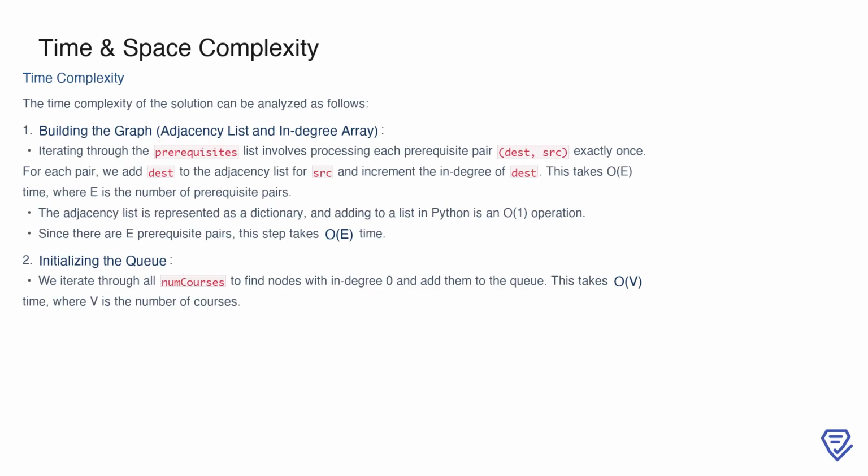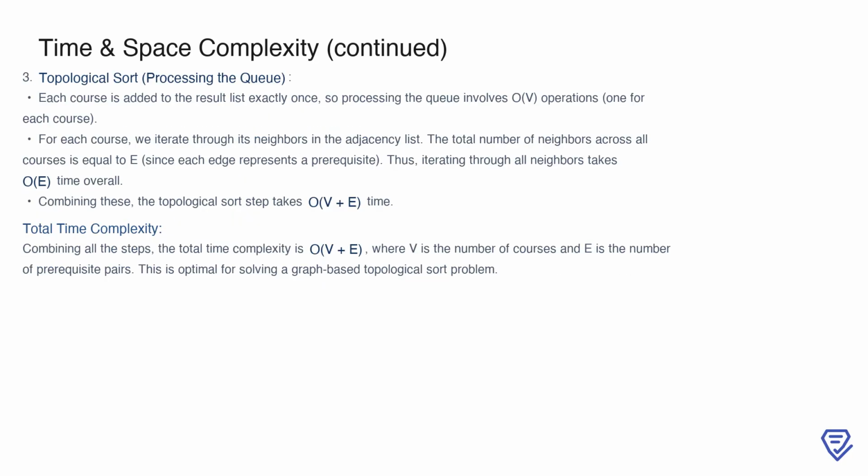Next, we initialize the queue by iterating through all the courses to find those with an in-degree of 0, which requires one pass through the number of courses array. This takes O(V) time, where V is the number of courses. These initial steps lay the groundwork for the algorithm and contribute O(E) and O(V) time, respectively. Once the graph is built and the queue is initialized, we proceed to the topological sort process. Here, each course is processed exactly once, meaning we remove it from the queue and add it to the result list, which takes O(V) operations in total.